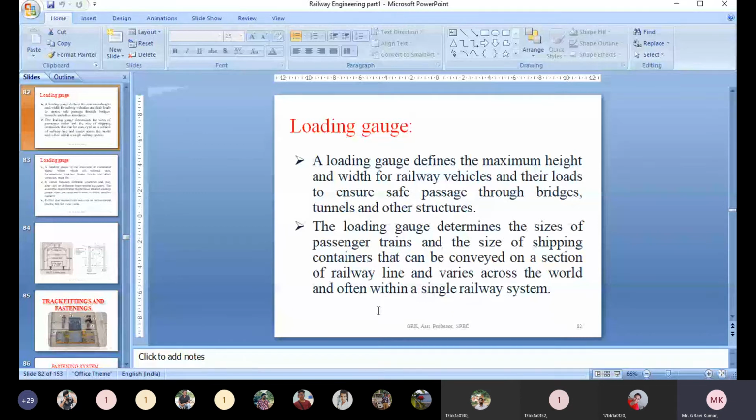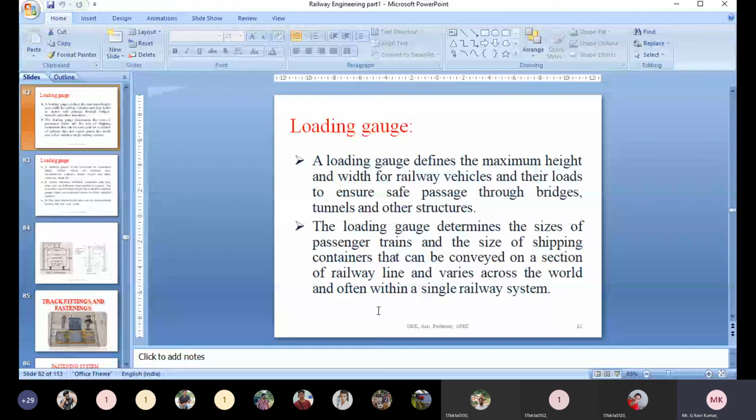A loading gauge defines the maximum height and width of railway vehicles under their loads to ensure safe passage through bridges, tunnels and other structures. It means the loading gauge is a frame or structure which gives us recommendations on what size or dimensions the vehicle, the train, should be to pass through a particular way. So the framing of guidelines or provisions for designing and manufacturing trains is nothing but a loading gauge.